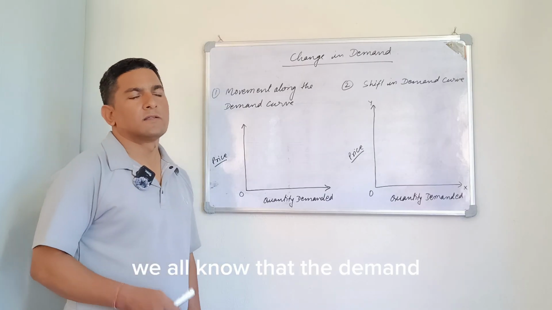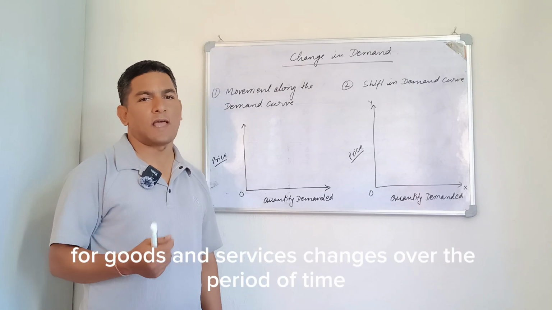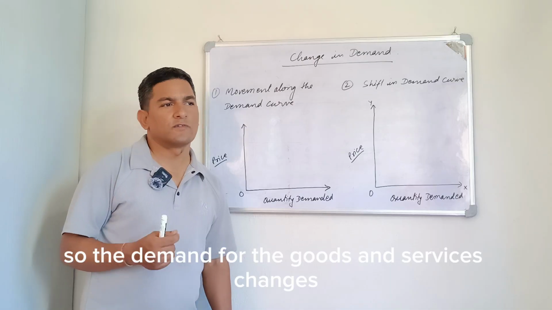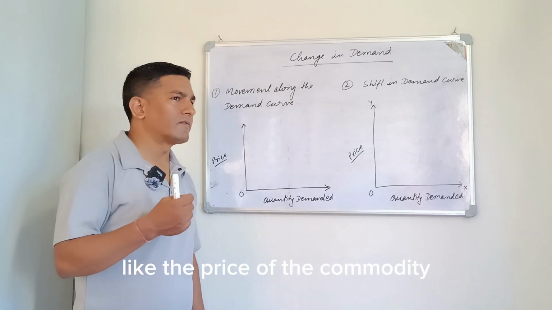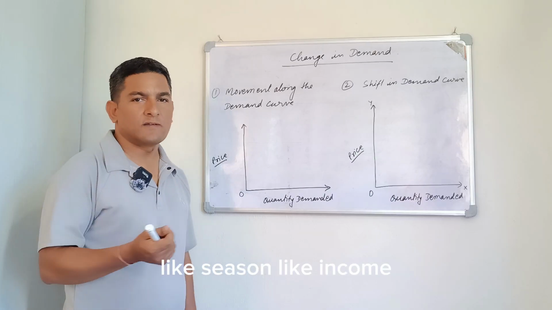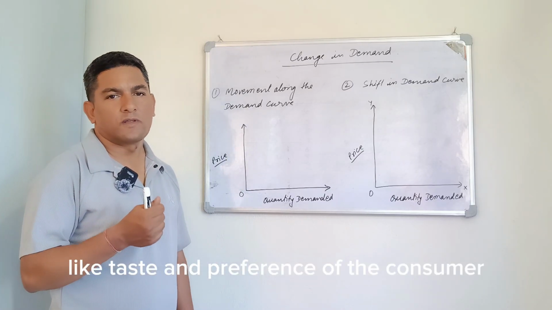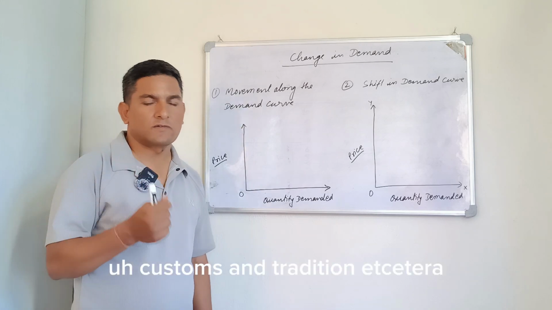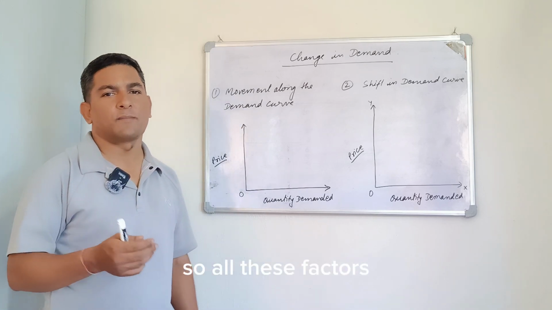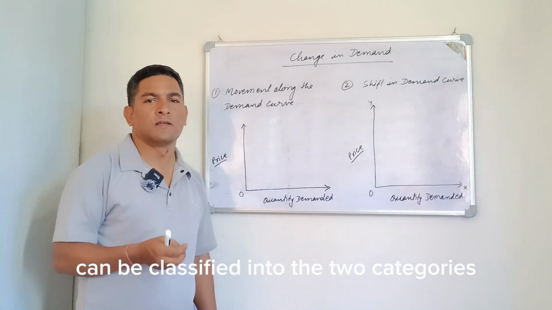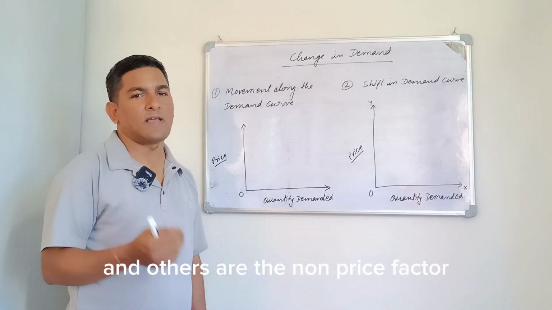We all know that the demand for goods and services changes over the period of time. The demand changes because of various factors like the price of the commodity, season, income, taste and preference of the consumer, customs and tradition, etc. All these factors can be classified into two categories. One is the price factor, and the other is the non-price factor.